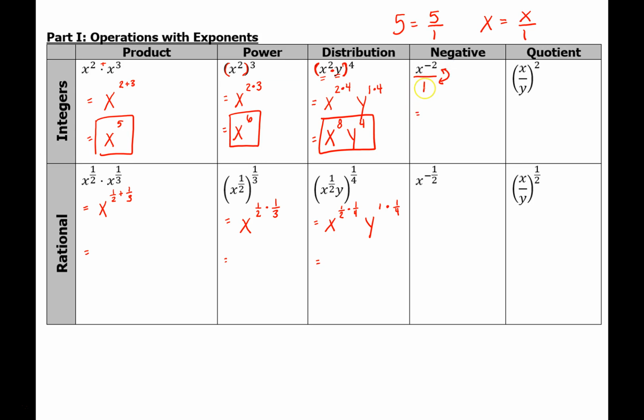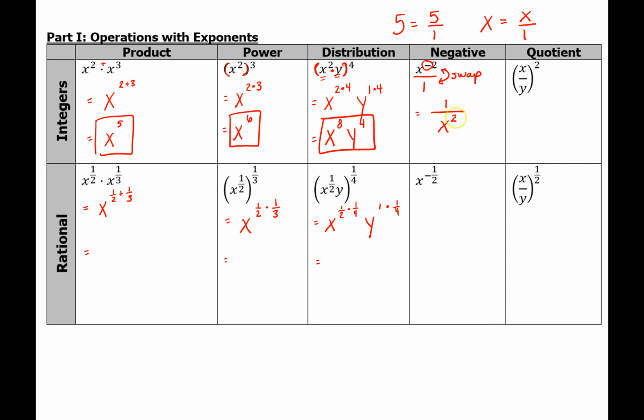So the one that's on the bottom in the denominator is going to move up to the numerator, the top, and the x to the negative 2 is going to move down into the denominator, but that negative is going to go away. So it's just going to be x squared. Notice that the only two things that changed is that the sides swapped and the negative went away. It became positive. And this will work both ways.